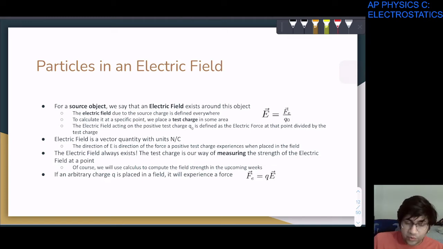And the electric field always exists if there's a source charge. The test charges are a way of measuring the strength of the electric field at a point. So we're just putting a test charge to measure it, and then we're going to divide by that value. And if we get another value that's twice as big, we're going to remultiply it. So it's just kind of our test mechanism. And what we're going to do later in this PowerPoint is actually use calculus to compute the field strength at any given point.